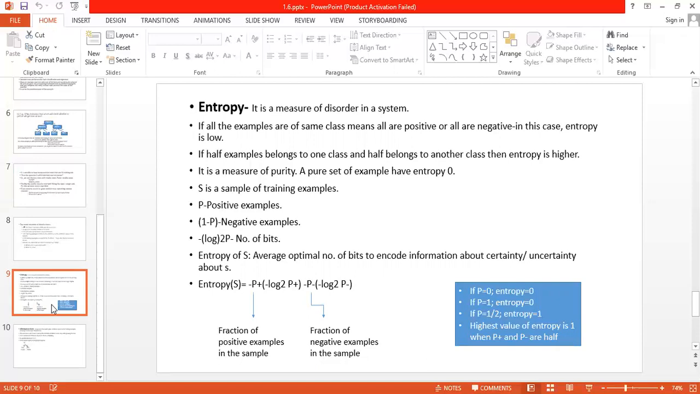So the formula used is entropy of S is equal to minus P plus. P plus is the fraction of positive examples in the sample and P minus is the fraction of negative examples in the sample. Then first you have to count the values for P plus and P minus. Then you have to put them in the formula. So minus P plus log to the base 2 P plus, minus P minus log to the base 2 P minus. So this is the formula.